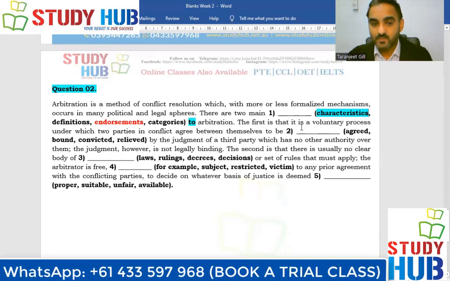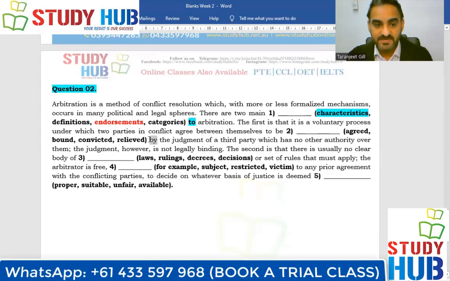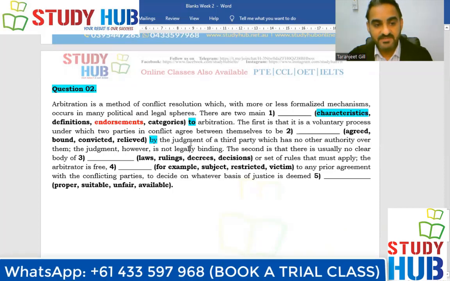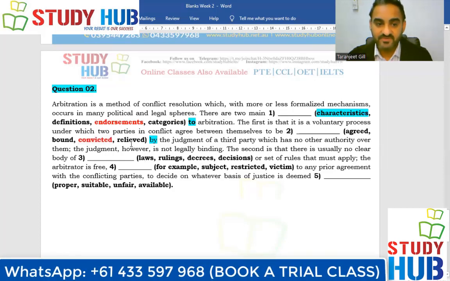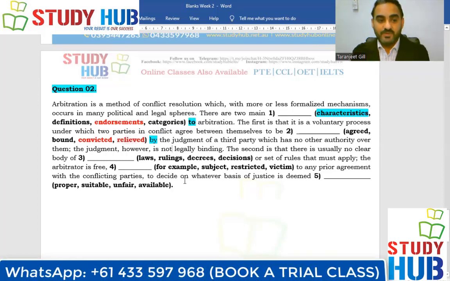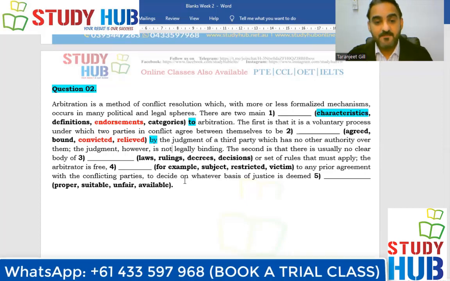The first is that it is a voluntary process under which two parties in conflict agree between themselves to be dashed by the judgment of a third party. To be dashed by the judgment. Agreed by the judgment, bound by the judgment, convicted or relieved. Convicted will not go in there, as it doesn't make sense in this context. And relieved is also a very generic word in here. So we can say agreed, because we are talking about the judgment. You can agree, or bound, or the judgment can be binding. The answer in this context will be bound, because there is a collocation, bound by the judgment.